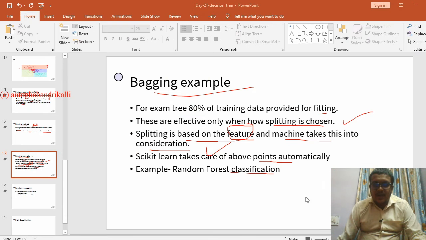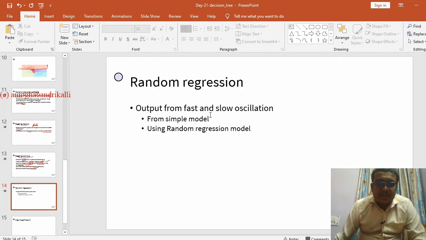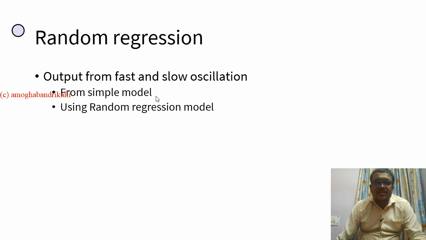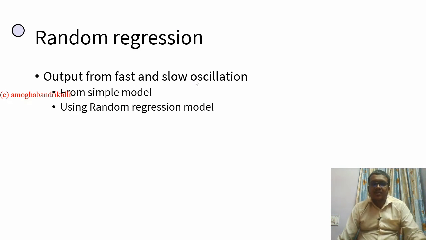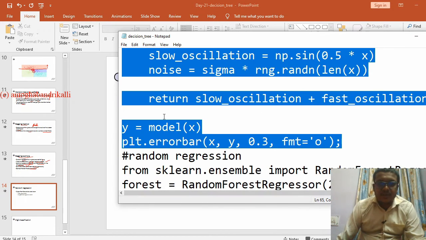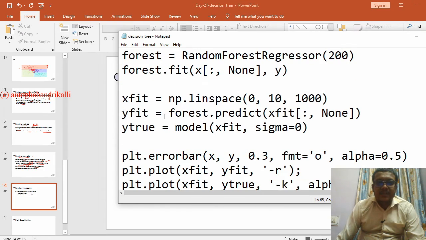Here we have an example for random forest regression. We are taking some of our created oscillations, using a simple model with a random forest regression model. We are going for an oscillation with fast and slow oscillation changes. We are going to see this with the random forest regression.